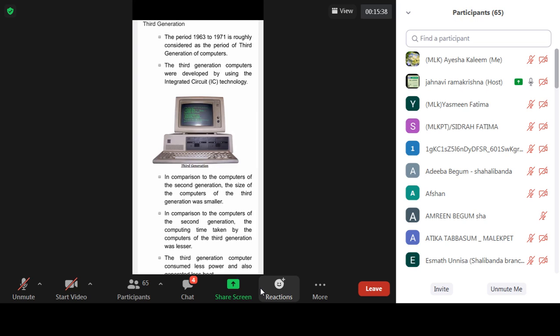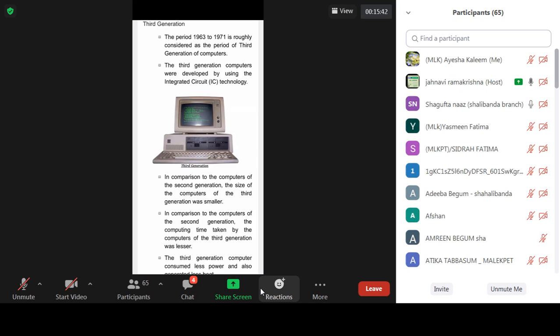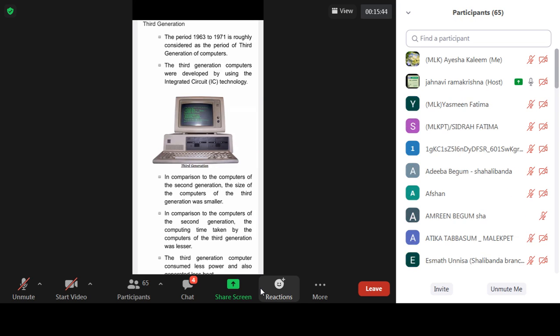And from now onwards, high level languages were developed, like Pascal, Basic, etc. Moreover, compared to previous generations, the maintenance cost was also very less. And as previous generations were used only for scientific purposes, from this generation onwards they were used for both scientific as well as commercial applications.